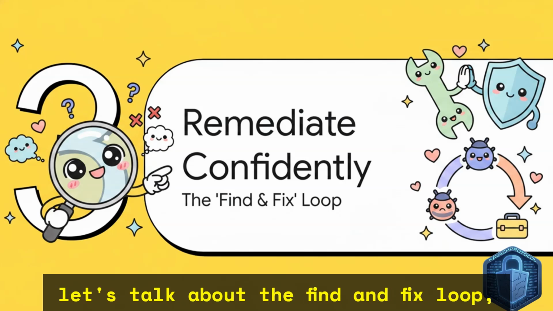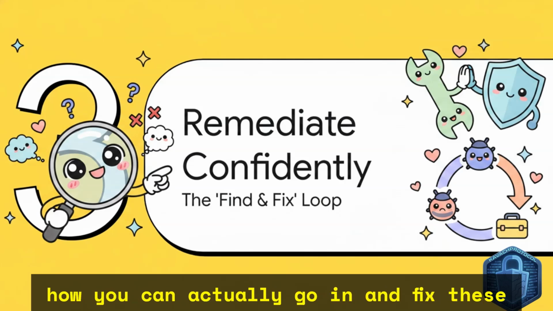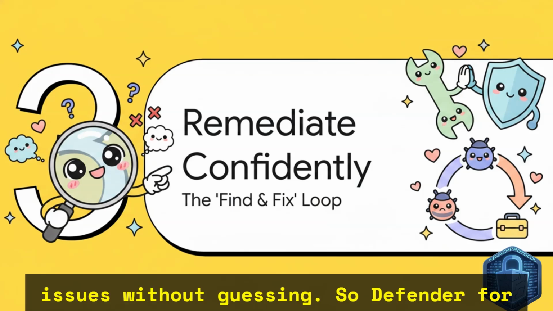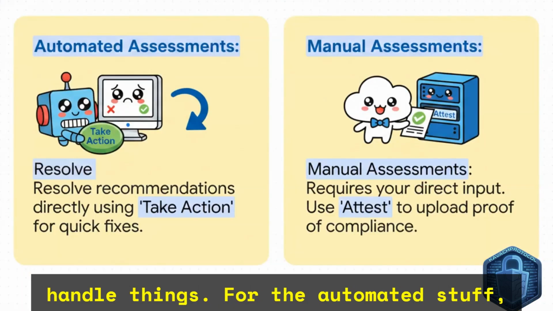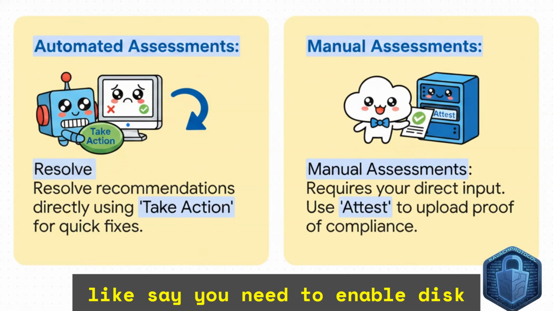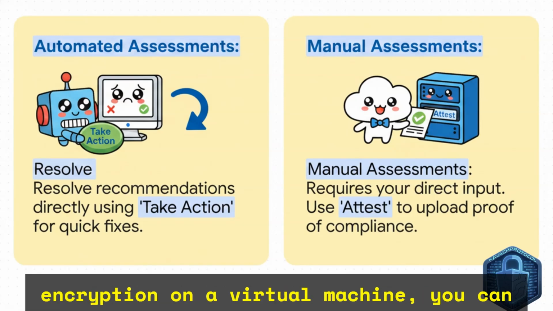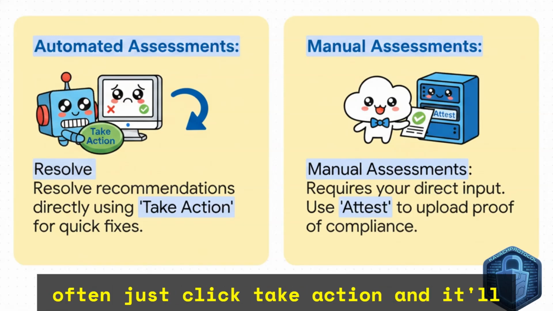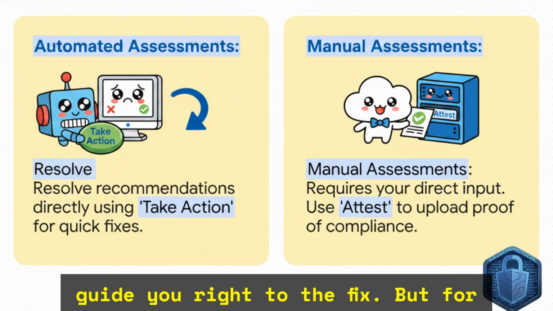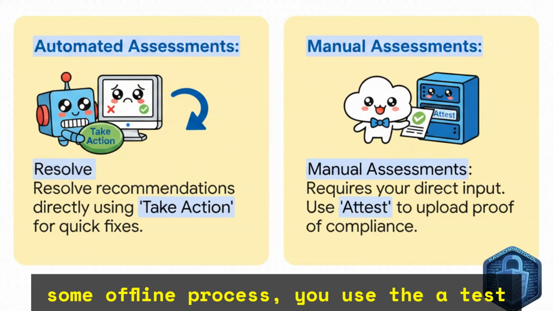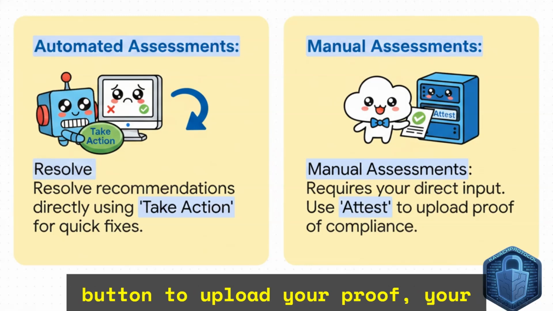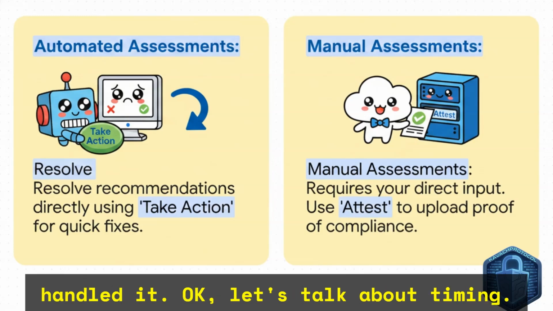Now, let's talk about the find and fix loop, how you can actually go in and fix these issues without guessing. So Defender for Cloud basically gives you 2 main ways to handle things. For the automated stuff, like say you need to enable disk encryption on a virtual machine, you can often just click Take Action and it'll guide you right to the fix. But for things that require manual work, maybe some offline process, you use the Attest button to upload your proof, your documentation, to show that you've handled it.